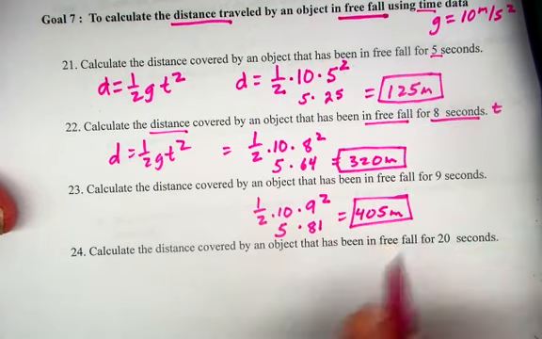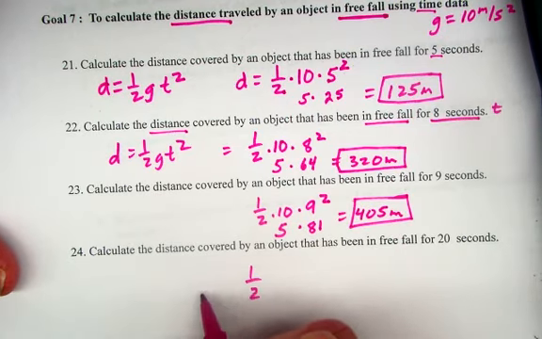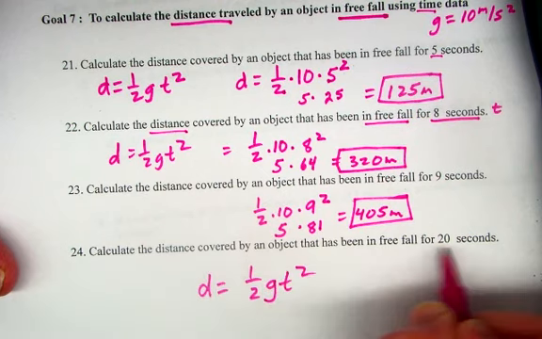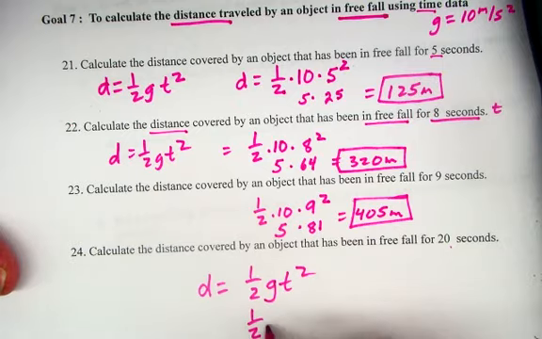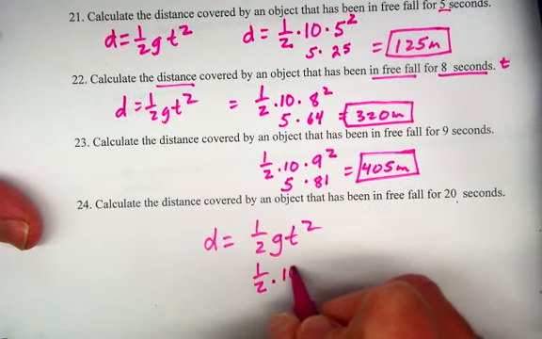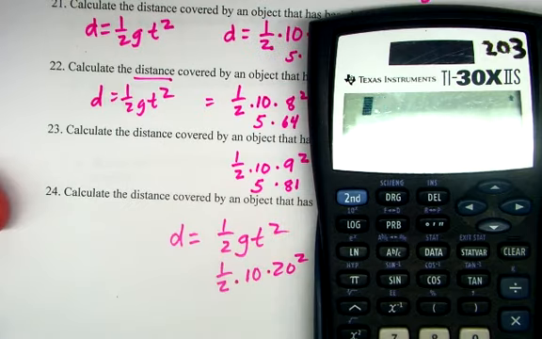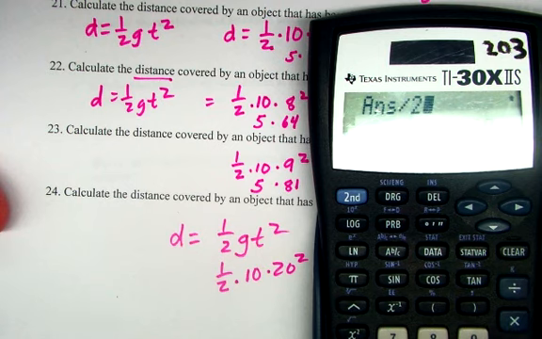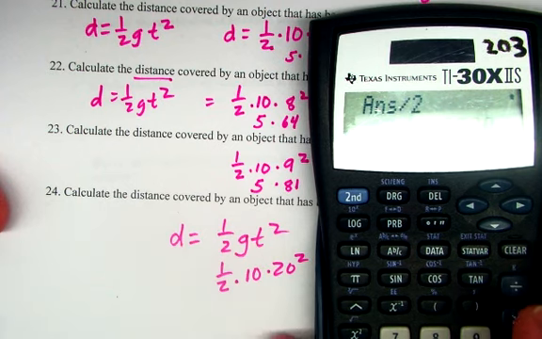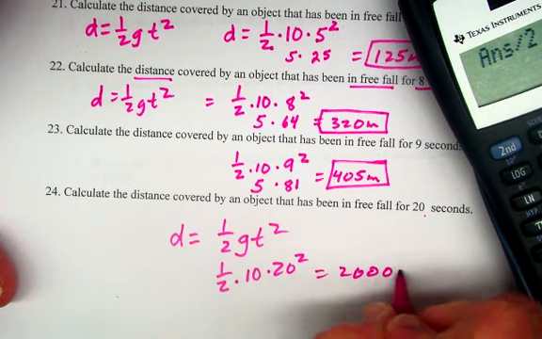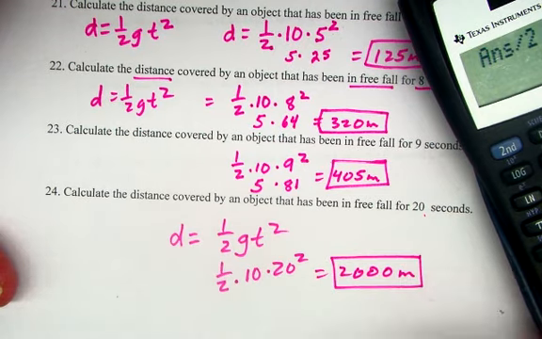And last problem, free fall. What's the distance covered if you've been in free fall for 20 seconds? 1/2 times 10 times 20 squared. So 20 squared, 20 times 20 is 400, times 10 equals, and then divided by 2, because that's the same thing as multiplying by 0.5. So it turns out to be 2,000. It will fall for 2,000 meters if you've dropped it for 20 seconds.